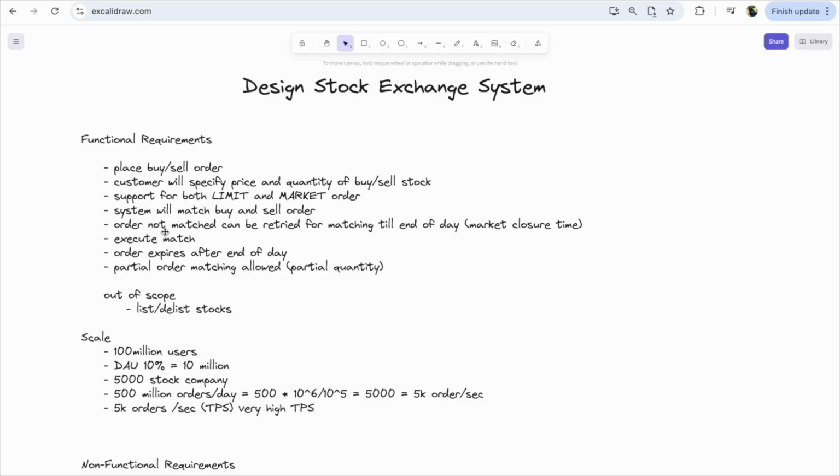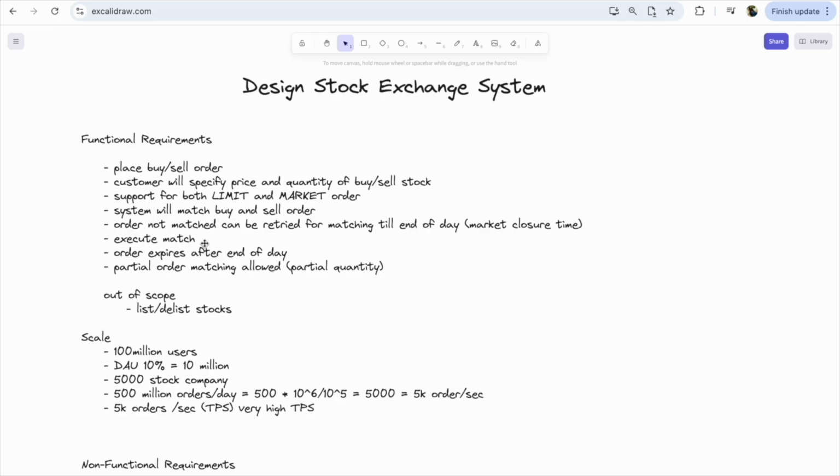Next, orders not matched can be retried for matching till the end of the day or market closure time. For stock exchange systems, there is a market start time and closure time. It can start around 9 a.m. or it can close around 4 p.m. So orders not matched can be retried till the end of the day.